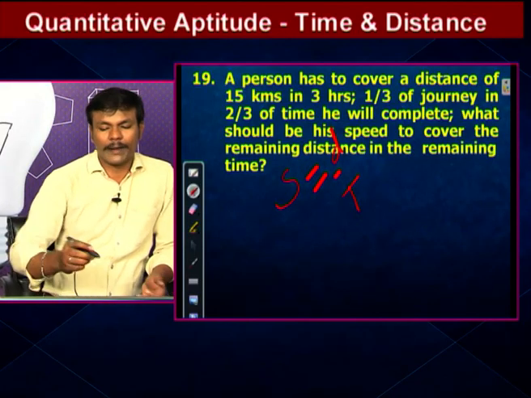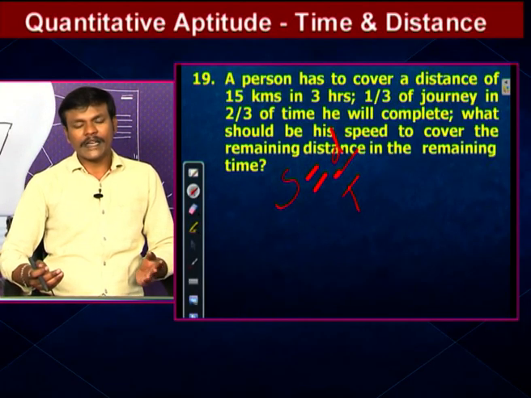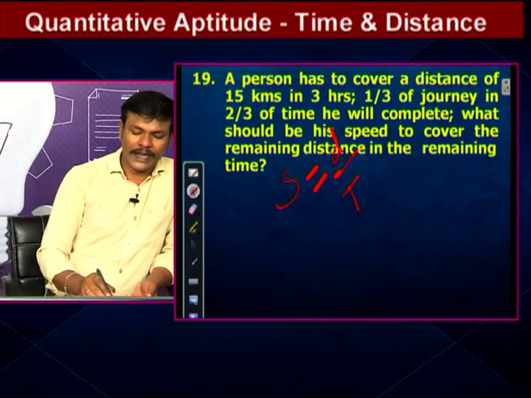Speed is equal to d by time. So, what is the d? Remaining distance. What is the t? Remaining time. So you take the remaining distance.